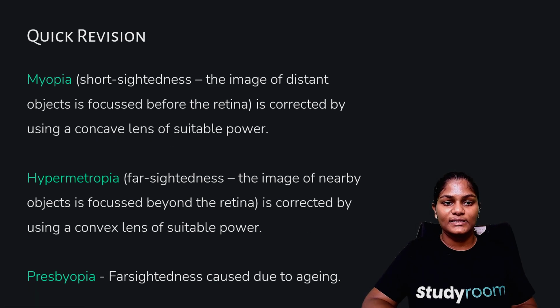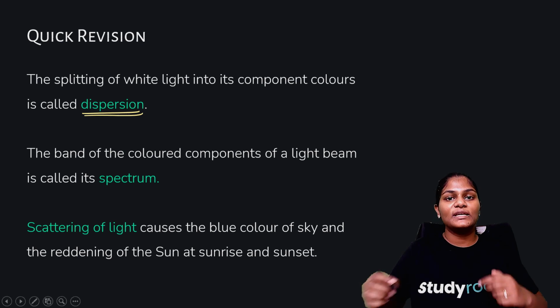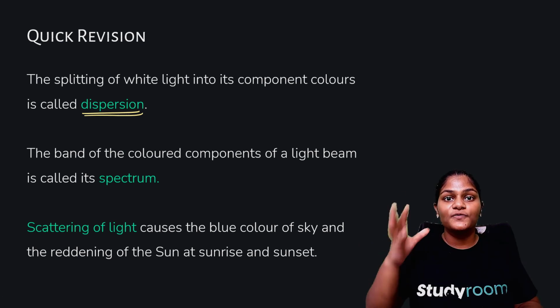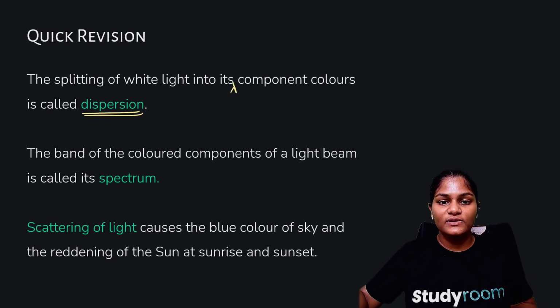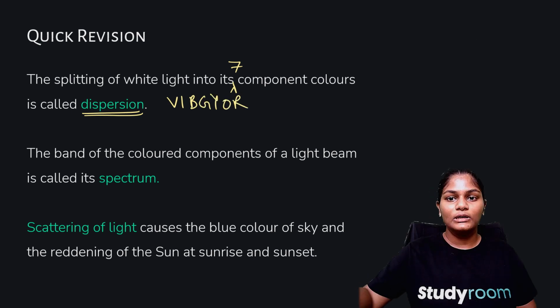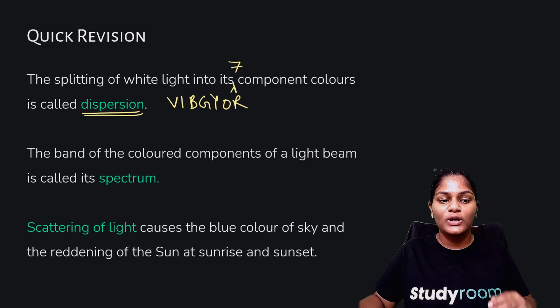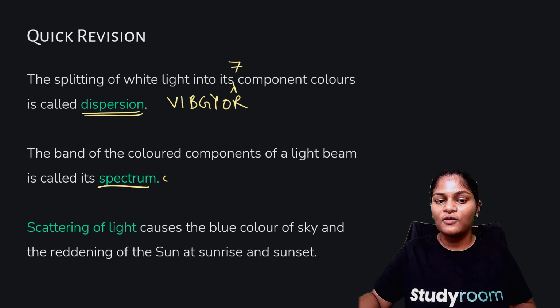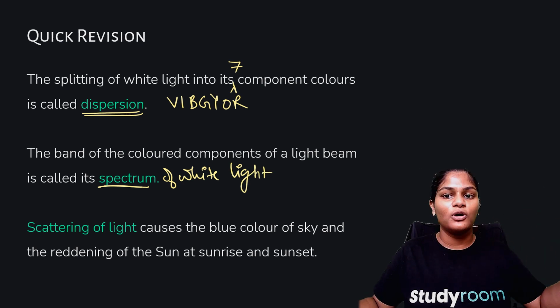Okay, great. Now, we also learned what is dispersion. Dispersion is nothing but the splitting up of white light into its 7 spectral components. You can write here 7 component colors, which is violet, indigo, blue, green, yellow, orange, red, VIBGYOR. Okay. And that band of the 7 colored components is also known as the spectrum. Spectrum of white light. That is what it is called. That 7 colored band, VIBGYOR, is known as the spectrum of white light.